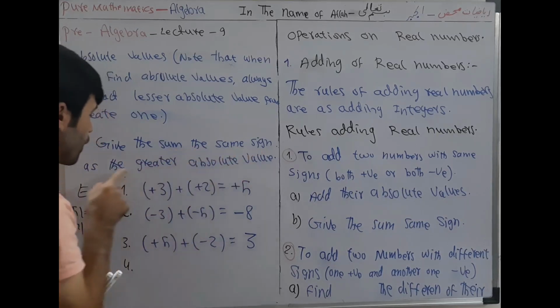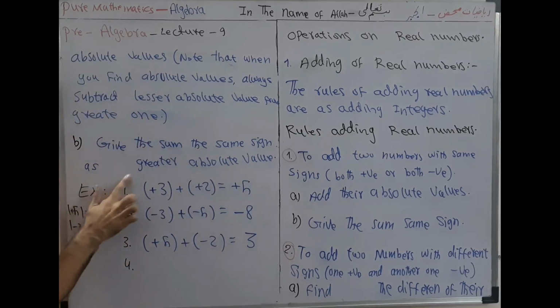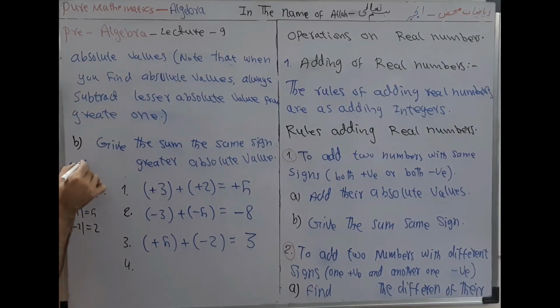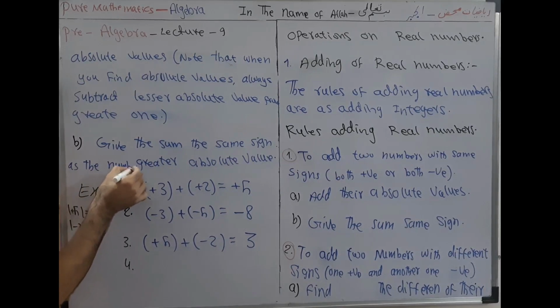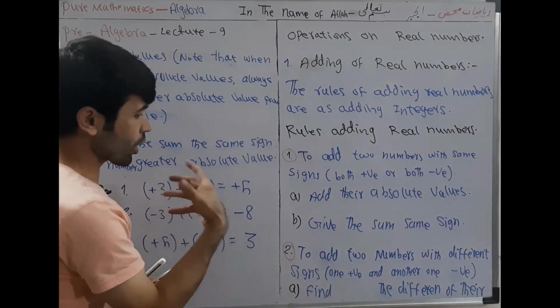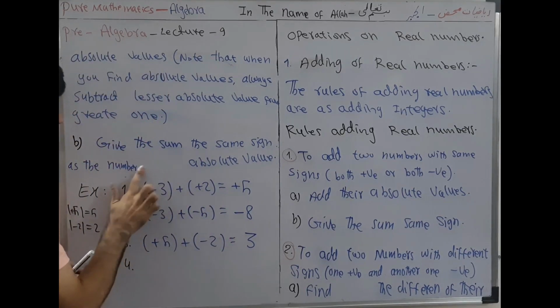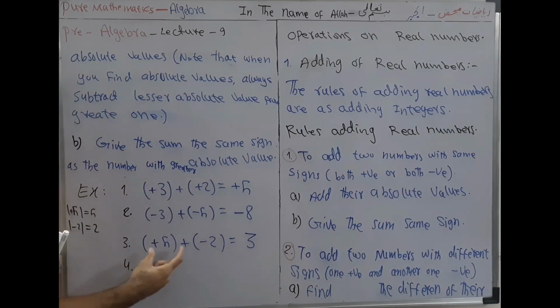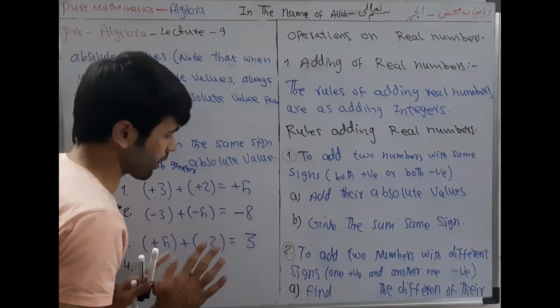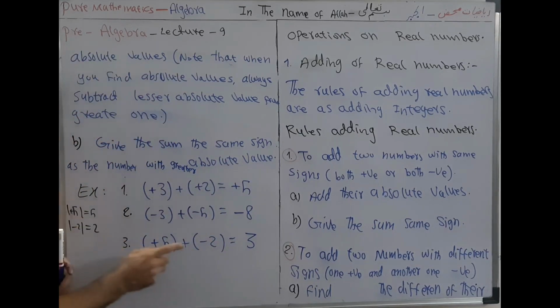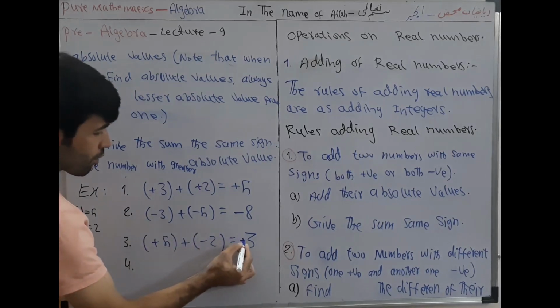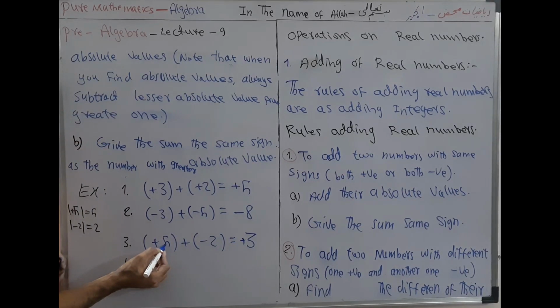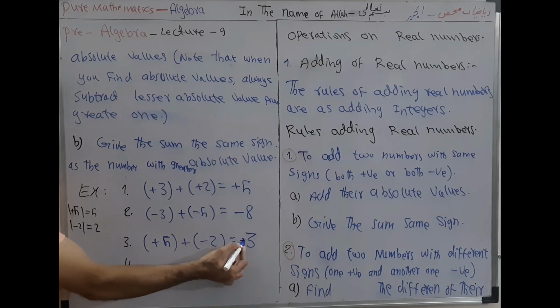Here give the sum the same sign as the greater absolute value. We should put here the sign of the number which has greater absolute value. Here 2 is less than 5. Now we have to write plus, because the number 5 has greater absolute value. So in front of 3 we have to put positive.